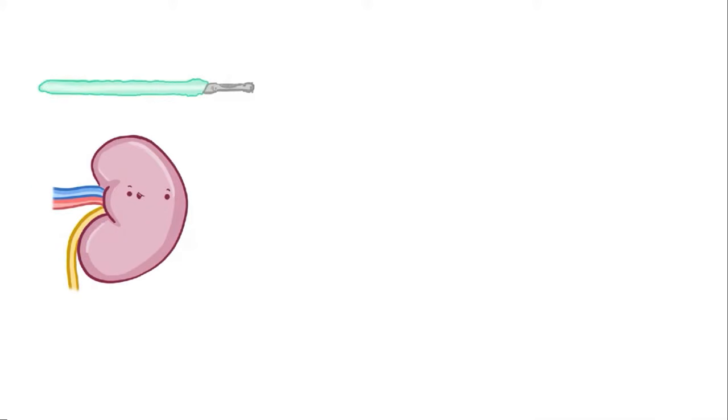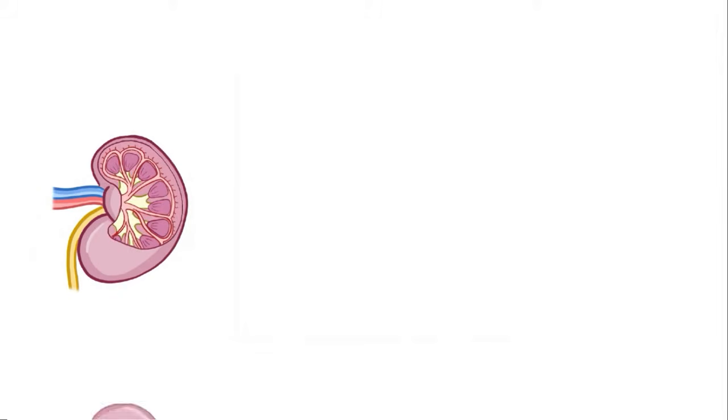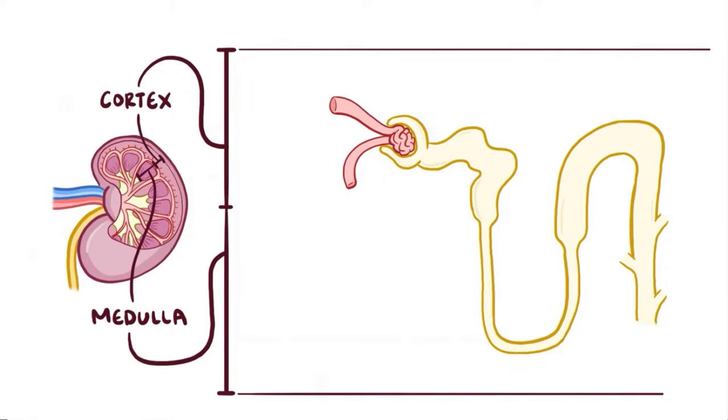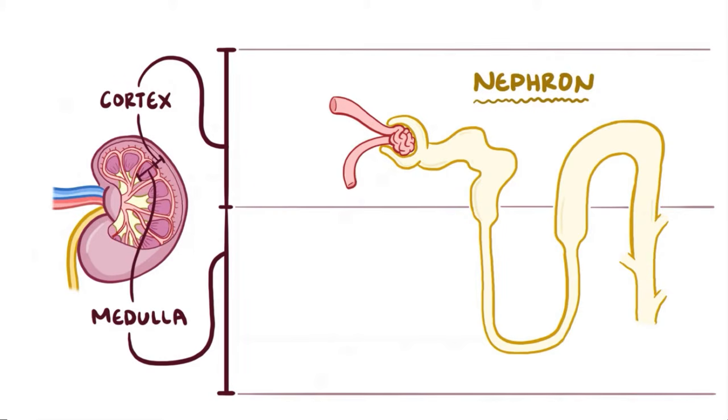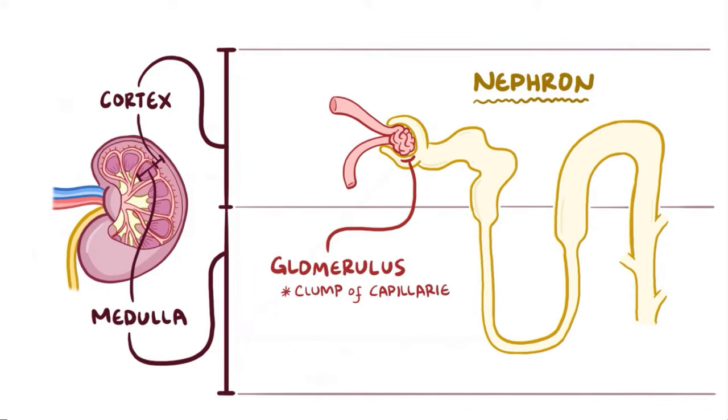Now, looking at the kidney, specifically inside the kidney, there are two main parts, the outer cortex and the inner medulla. If we zoom in, there are millions of tiny functional units called nephrons, which go from the outer cortex down into the medulla, and back out into the cortex again. Each nephron has a glomerulus, which is a tiny clump of capillaries, where blood filtration starts. When glucose enters the glomerulus, some of it gets filtered into the renal tubule.